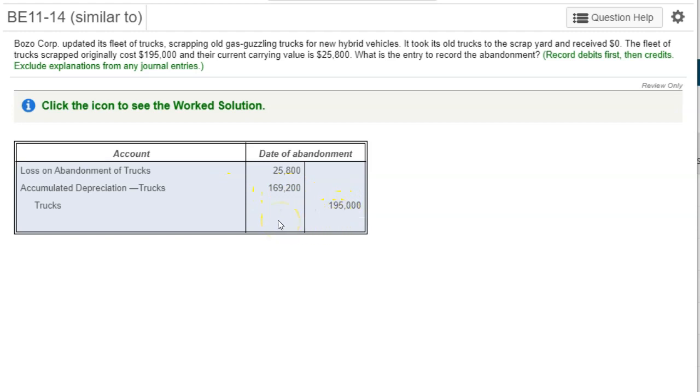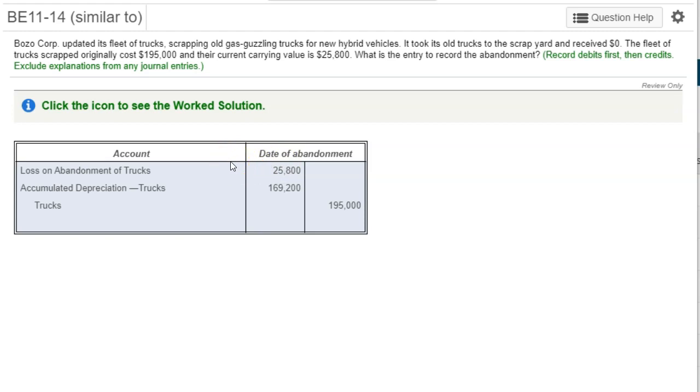So what we call this is a loss. It's not an expense, it's a loss. And the reason is that this is a peripheral part, and we're not selling trucks for business. We are using trucks in our business. So this is a loss. If you need a debit, you're going to have loss here, 25,800. And that's how you solve your abandonment issue.